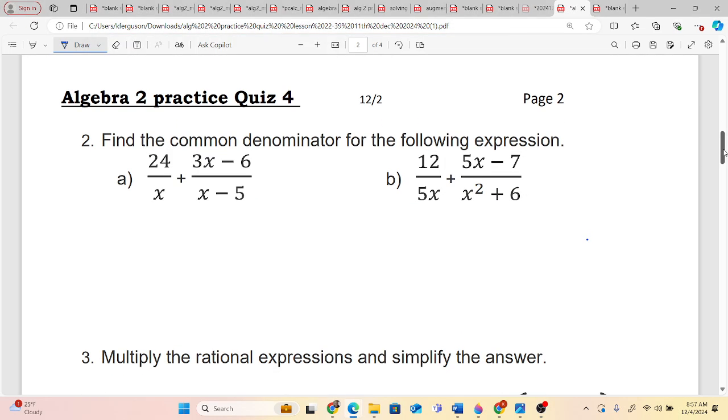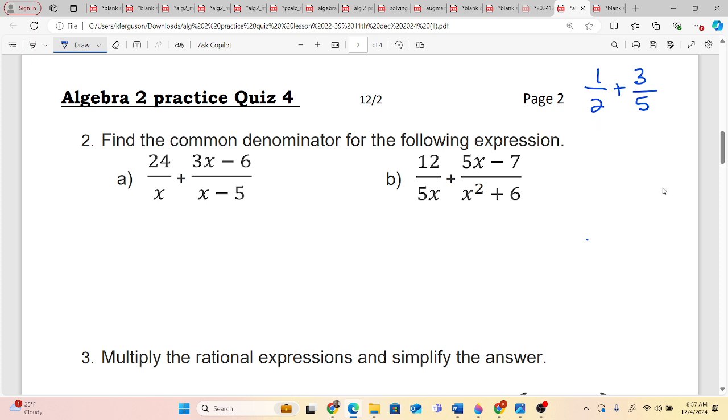So, finding the common denominator. When I'm dealing with rational expressions that I'm adding or subtracting, rational means ratio, which means fraction. So I'm adding or subtracting fractions, right? And adding or subtracting fractions, I need a common denominator. So, Robbie, what is my common denominator between these two fractions?